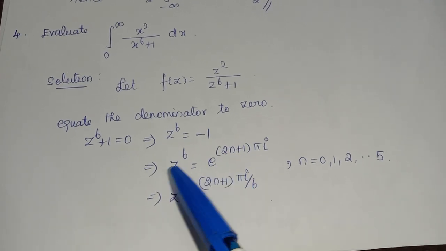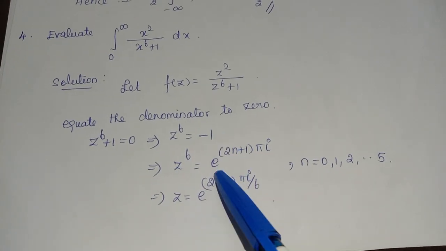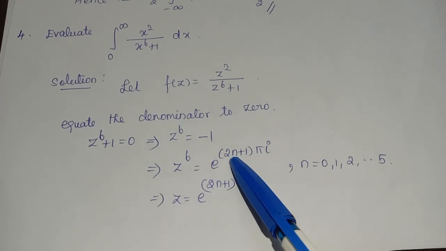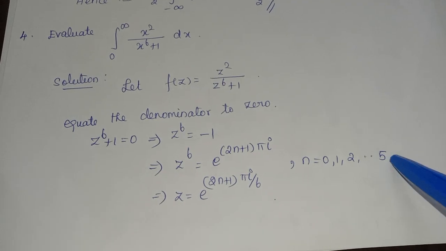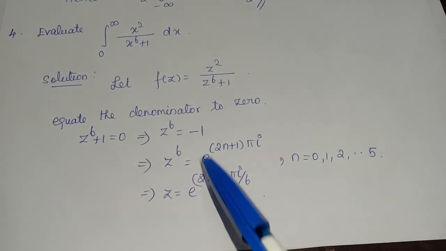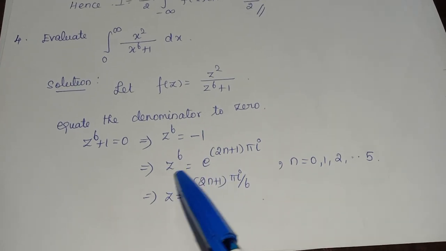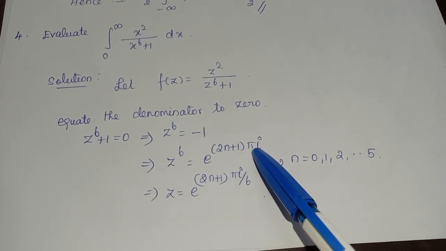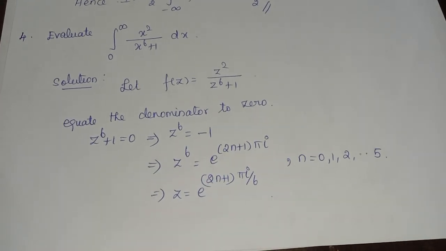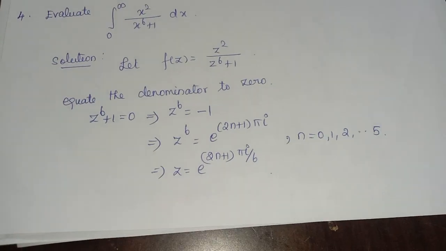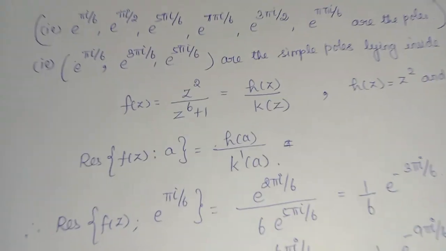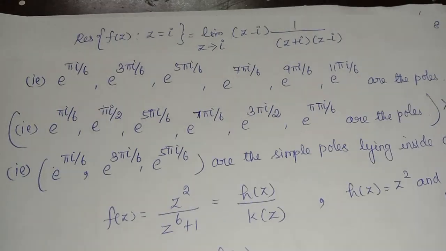It is true. So z power 6 is equal to, instead of minus 1, how will you write? e power (2n plus 1) pi i. This n varies from 0, 1, etc. up to 5 only, because this is a 6th degree polynomial, no? So it will have only 6 roots. So z power 6 is equal to e power (2n plus 1) pi i. So z is equal to e power (2n plus 1) pi i by 6. Right? Okay. So now substitute the values for n. n equals 0, 1, etc. up to 5. So what will you get?